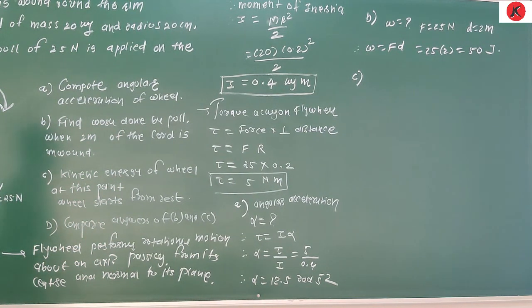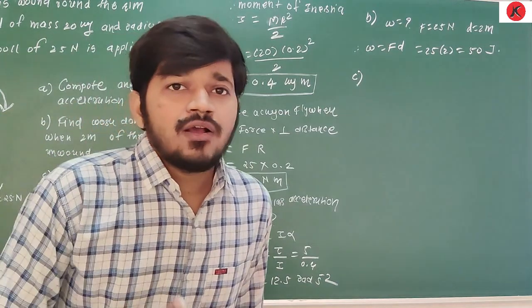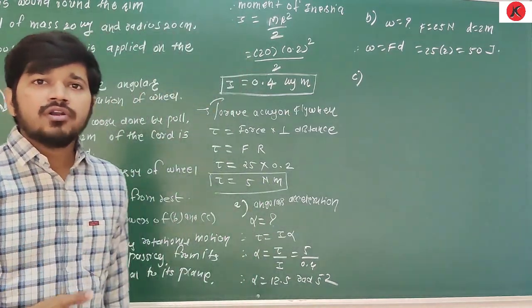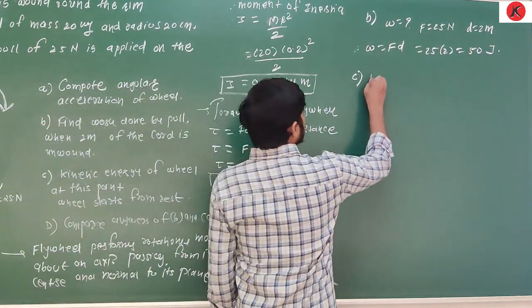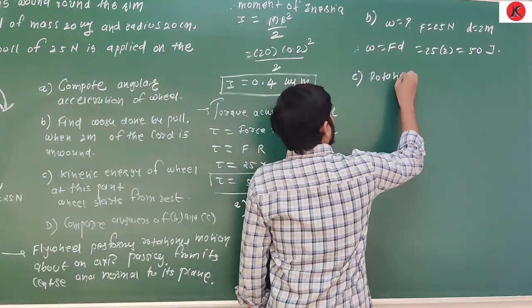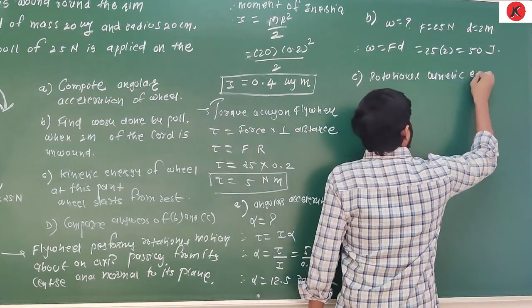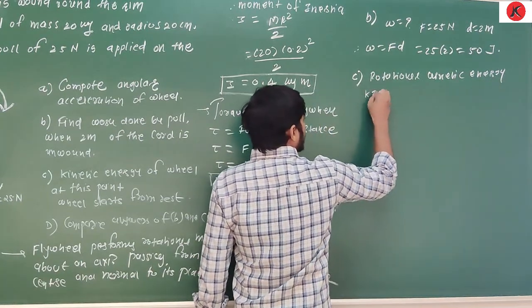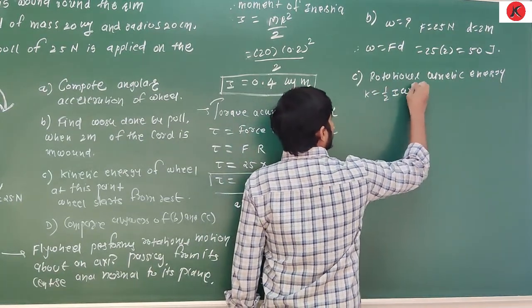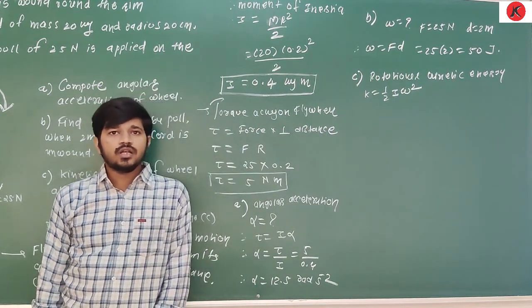Kinetic energy of wheel at this point. Wheel starts from rest. Kinetic energy means it is performing only rotational motion. Yes, the disk, the flywheel, is performing only rotational motion. So rotational kinetic energy. This expression is K is equal to half I omega square.